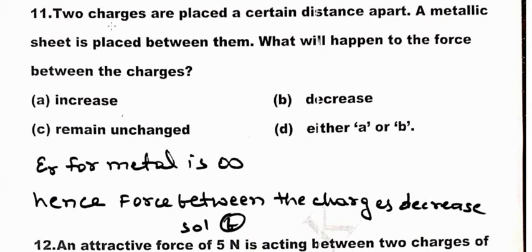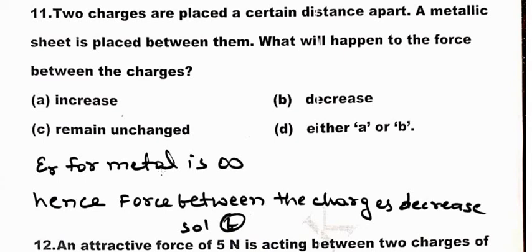Then two charges are placed a certain distance apart. A metallic sheet is placed between them. What will happen to the force between the charges? See, when you place a metallic plate between the two charges, there will be charging by induction taking place on the metallic plate. Hence, the distance between the two charges becomes effectively different when the metallic plate is introduced.